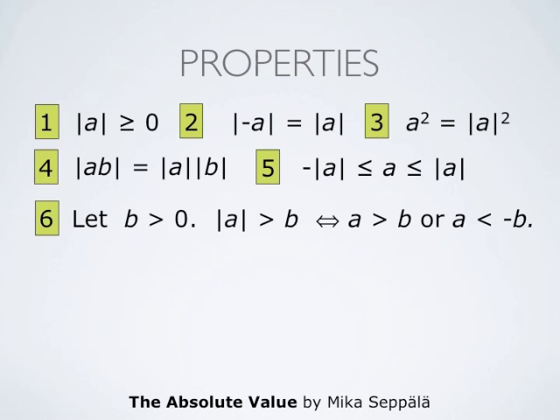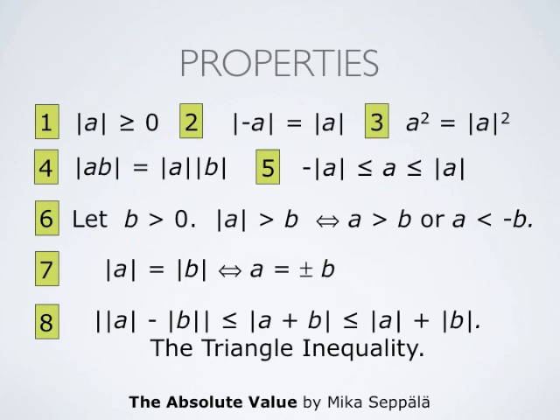Let b be a positive number. The absolute value of a is larger than b if a is larger than b itself or less than a negative of b. Seventh property says that the absolute value of a equals the absolute value of b if and only if a is either b or negative of b. And the eighth property is the triangle inequality. The absolute value of a plus b is always between the absolute value of a plus the absolute value of b and the absolute value of the difference, the absolute value of a minus the absolute value of b. This is the most important property of the absolute value function.